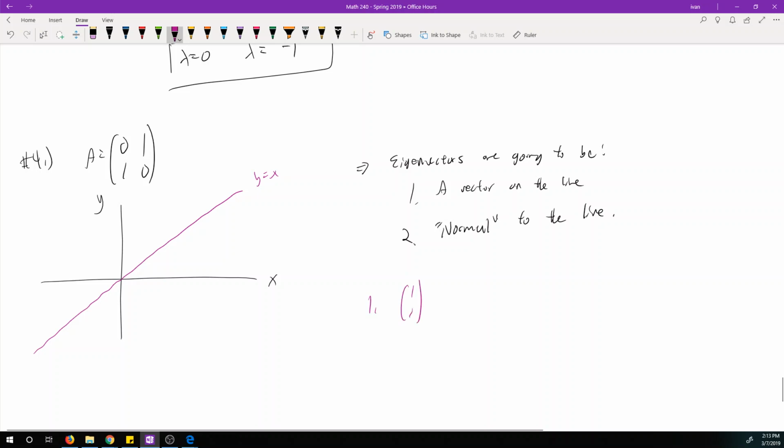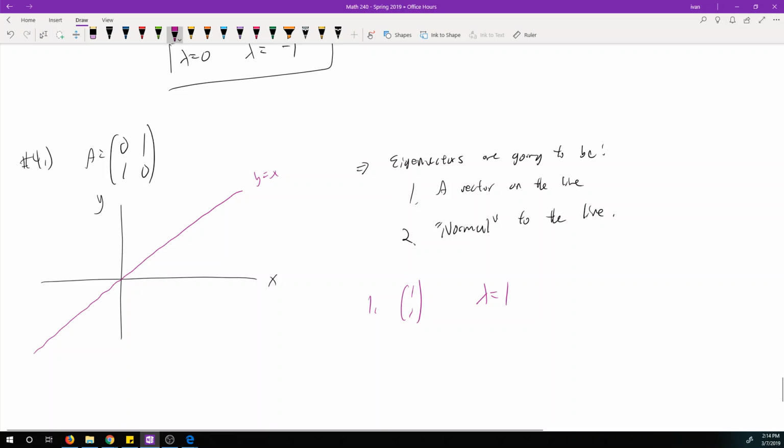Okay, and then what is the eigenvalue associated with this vector? Well, it's on the line, it gets reflected, and it's still on the line, right? So in that case, it stays itself, so lambda is equal to 1.